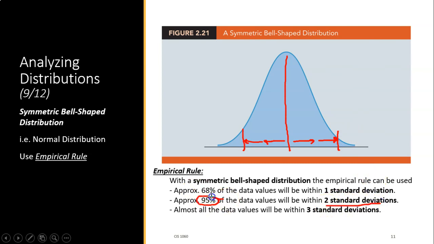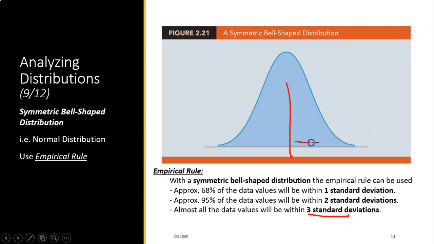This would be 95% of our data. So a lot of times people will say, how many standard deviations did you go out? I went out 2 standard deviations. So that allows me to capture 95% of our data. And of course, 3 standard deviations is almost everything.